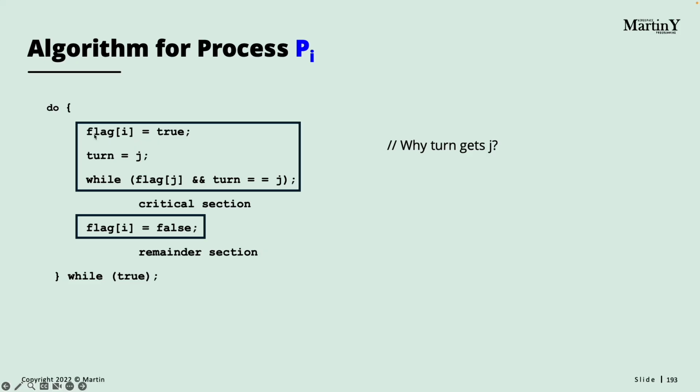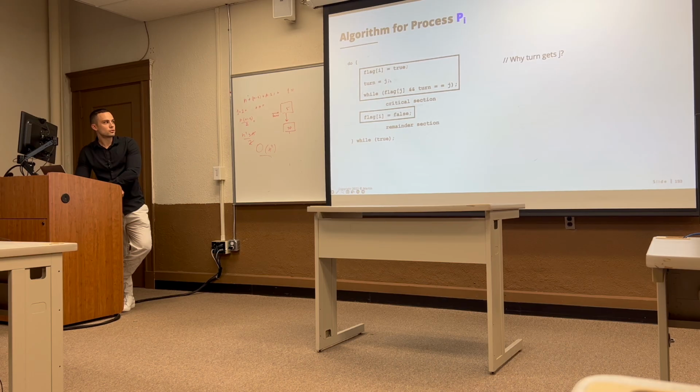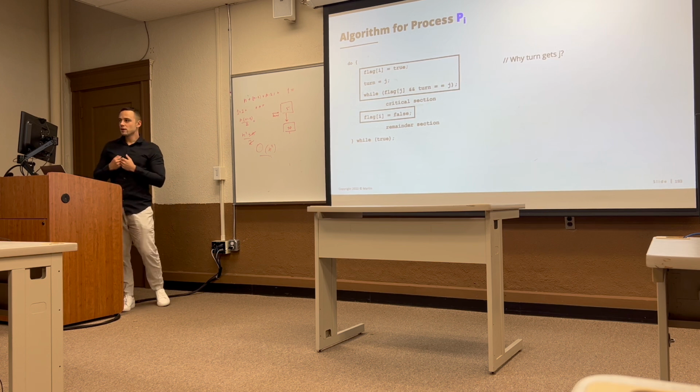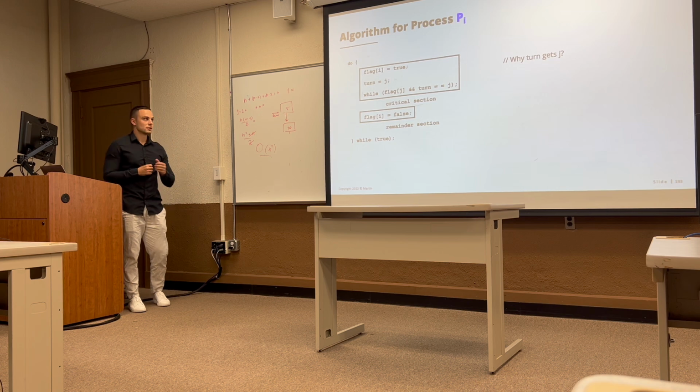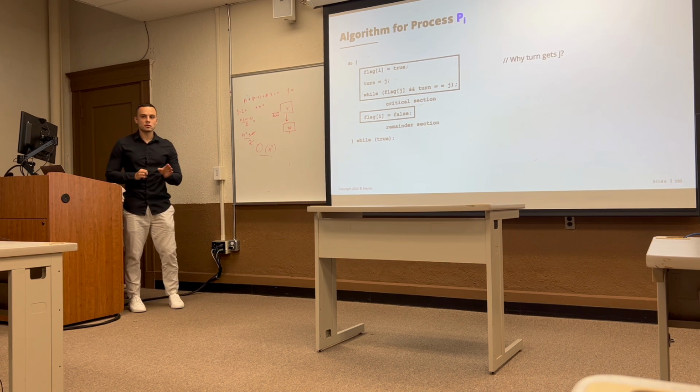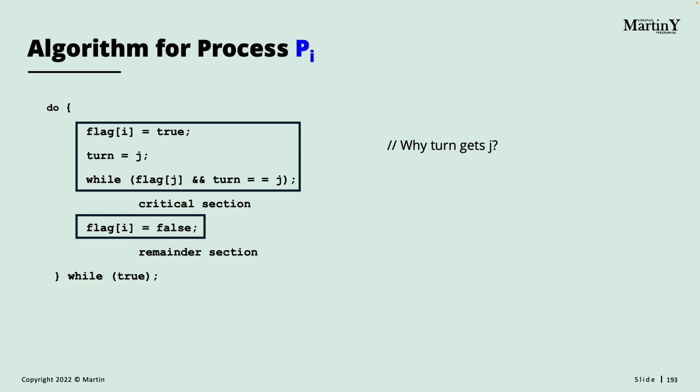So, flag I equals true means that the process is ready to go into their critical section. Okay? Turn J means that it is the turn of process J to go into their critical section. Okay, so the flag identifies, am I ready to go into the critical section? The turn shows whose time it is to make a decision, whether to go or not.